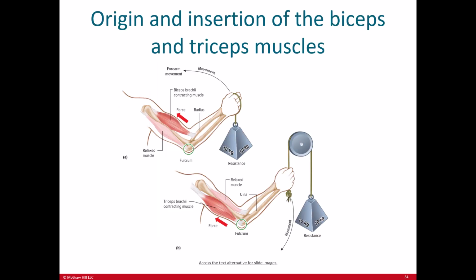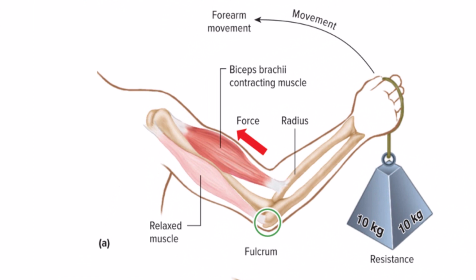Next, we're going to discuss a very important topic in the musculoskeletal system, and that is the origin and insertion of the biceps and triceps muscles, particularly what origin and insertion mean. The first diagram, labeled A, shows movement of the forearm against the resistance of 10 kilograms. Biceps and triceps are 2 major muscles found in the upper arm that play a significant role in its movement. While lifting 10 kilograms of resistance, the biceps brachii, or biceps, muscles contract, which creates a force that brings the radius upside for lifting. During this activity, the triceps muscle, located opposite the biceps, relaxes.